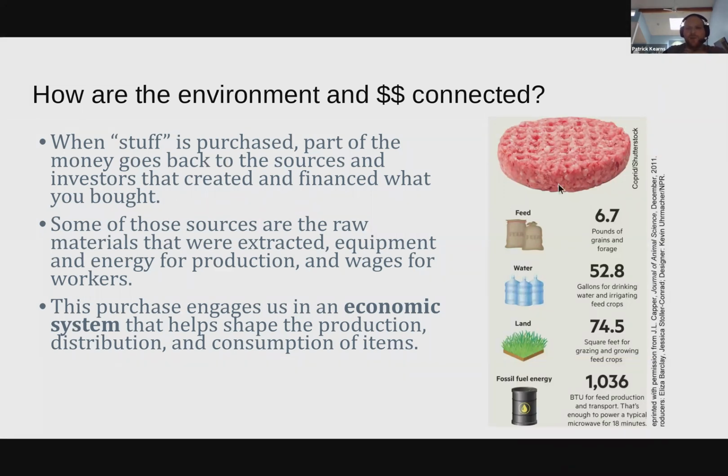That's this economic system where you have to pay to get one burger, it takes 6 pounds of grain, right? 52 gallons of water, 75 square feet of grazing, and 1,000 BTUs of fossil fuel energy. BTU is just British thermal units. It's what the British use and other people use. I didn't have a better figure than this one that didn't have BTUs on it, sorry. But energy, right? So there is a system that goes into place. And thinking sort of about how the environment is connected to this, the environment is really these three things, right? As well as the fossil fuel, but there's sort of a chain of events that goes into what we're seeing.